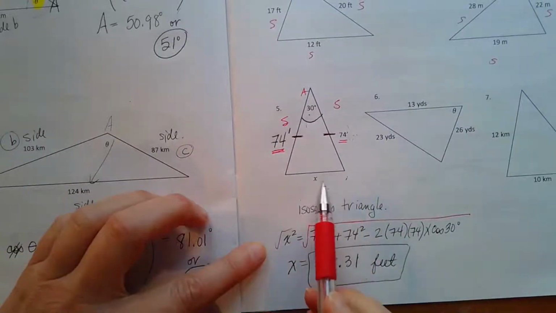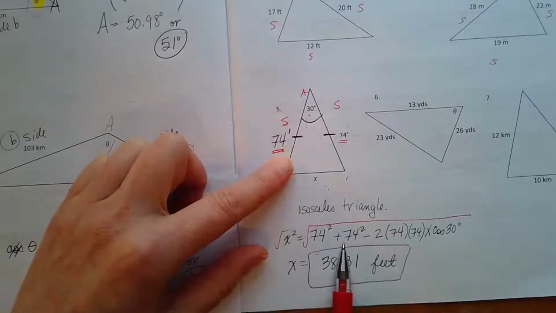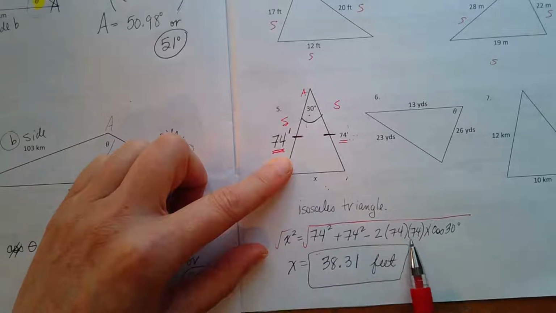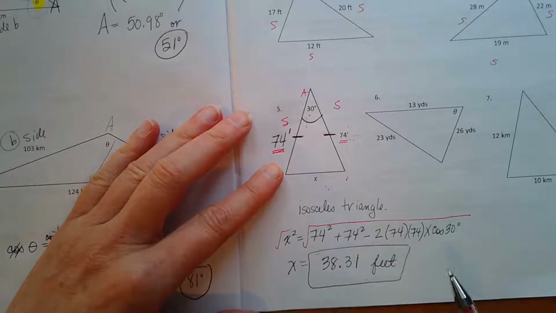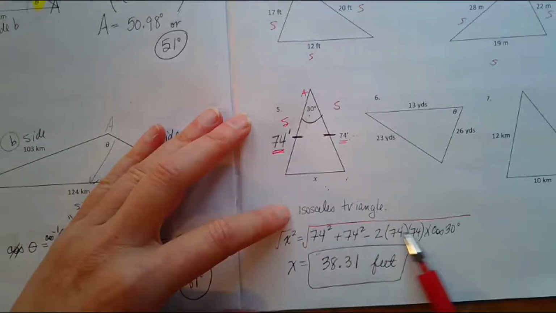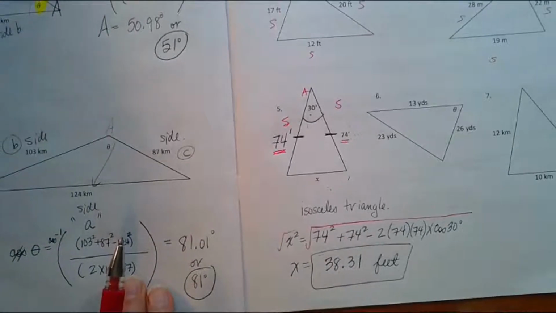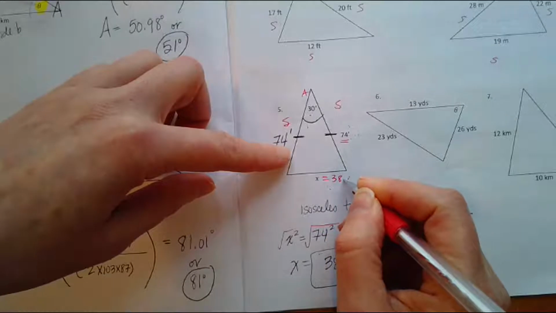So the missing side squared is equal to the 2 sides squared and added up, subtract 2 times the length of the 2 sides multiplied together, times the cosine of the angle. I find that whole answer and square root it. I get 38.31 feet, and that is the side x, right? 38.31 feet.